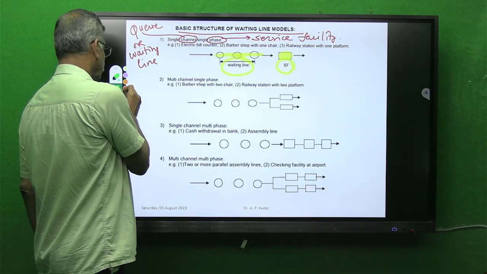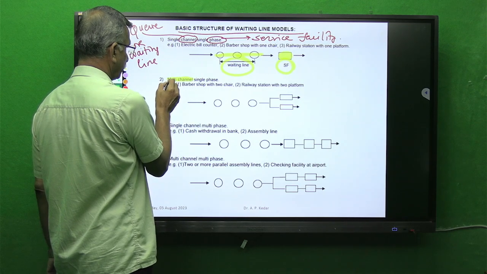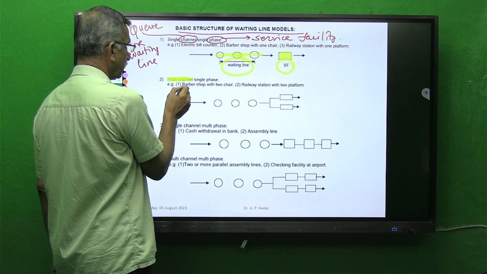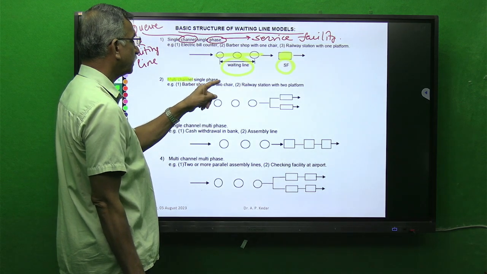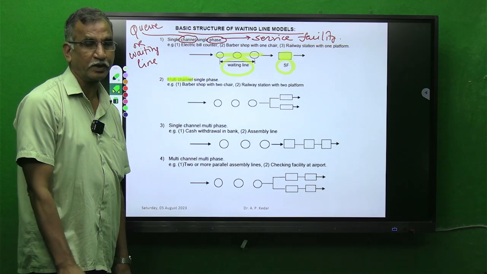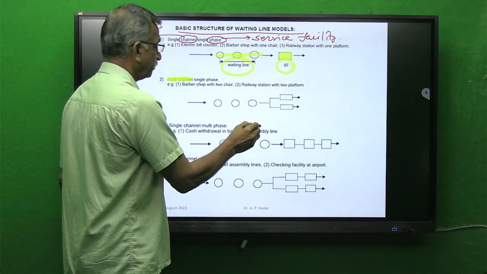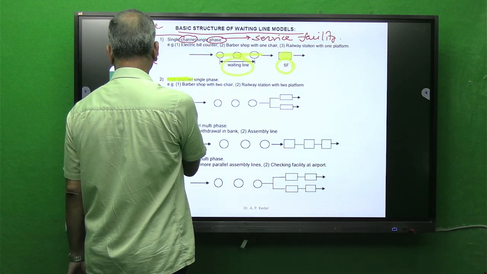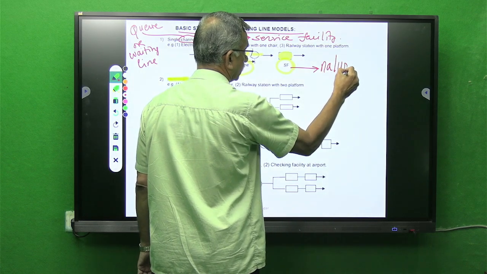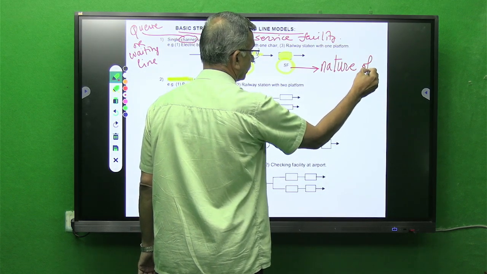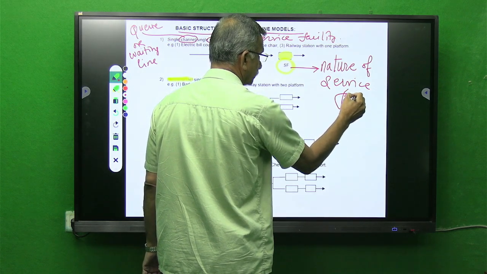Now second, multi-channel single phase. Multi means more than one channel. More than one channel means more than one service provider. But single phase, the type of service facility is only one. Nature of service facility is only one. Focus your attention here, meaning the nature of service facility.